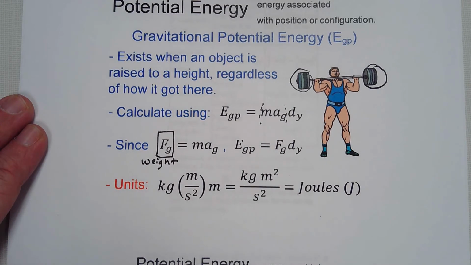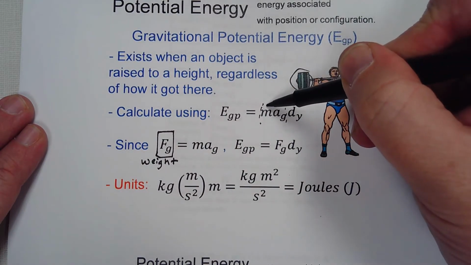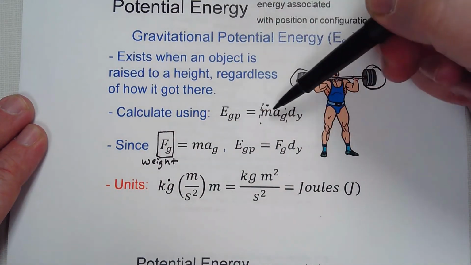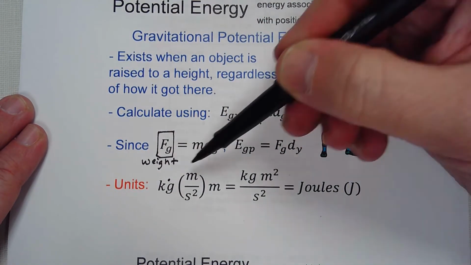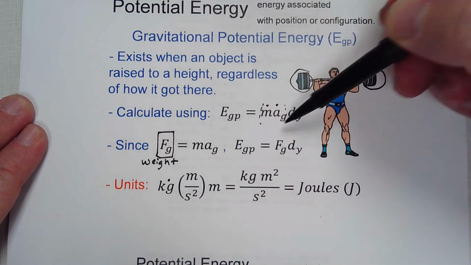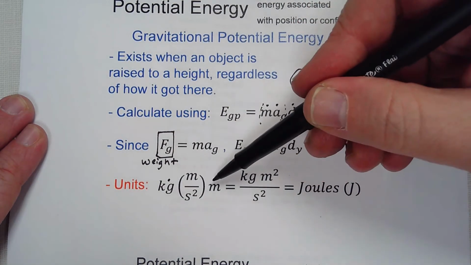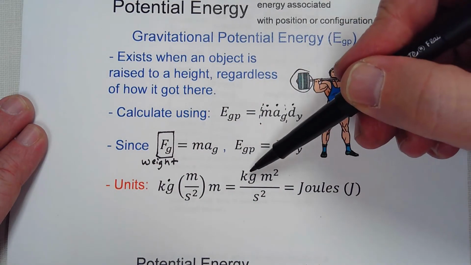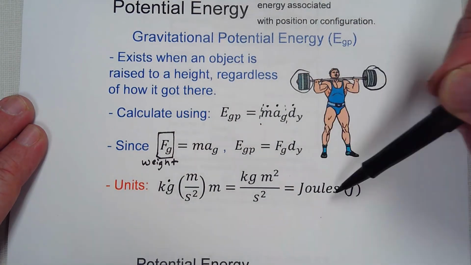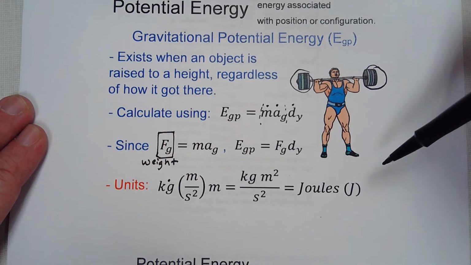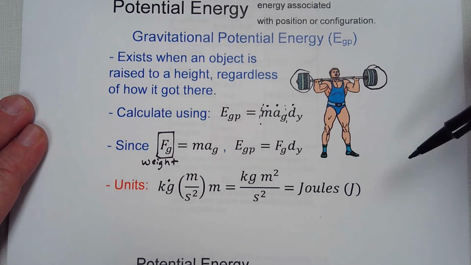Notice that our units end up being the same. So let's kind of pick it off one at a time. The mass is in kilograms. The acceleration due to gravity is in meters per second squared. And the distance that you lift it up high would be in meters. When we do the math there, it ends up being kilogram meters squared per second squared. That same friend from the last slide, the joule.